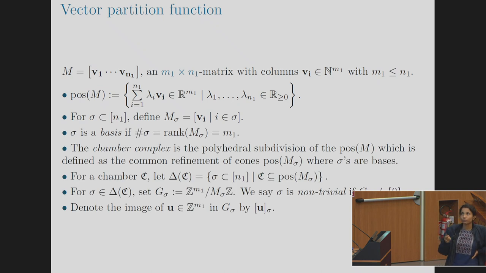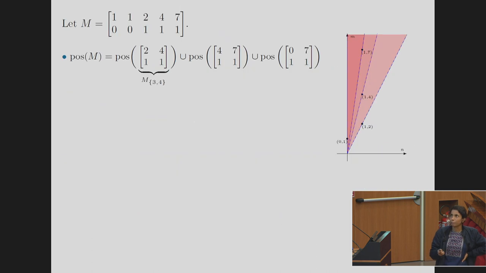There are a few more notations, but I am going to skip them and describe it in terms of pictures. So I'm restricting to this matrix. If we take the Rees algebra associated to an ideal that is generated in degrees 2, 4, and 7, then one can see that the bigraded Rees algebra has these degrees. For this case, the polyhedral cone associated to this matrix M is the whole thing, and it has this polyhedral subdivision given by this.